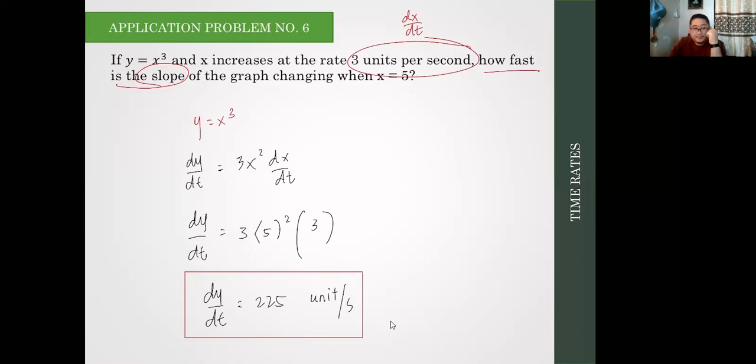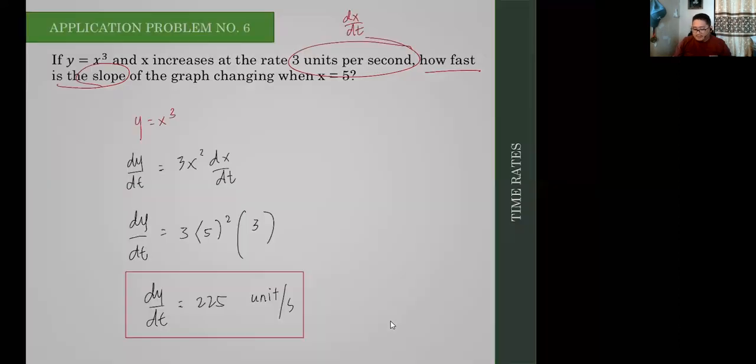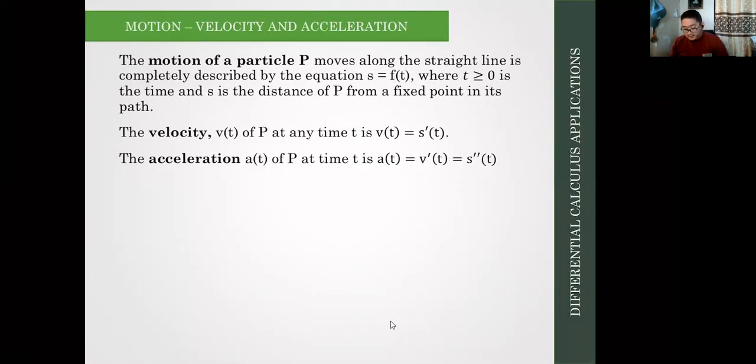Okay? And then, last application is we have yung motion problem which I will just upload na lang later on. Okay?